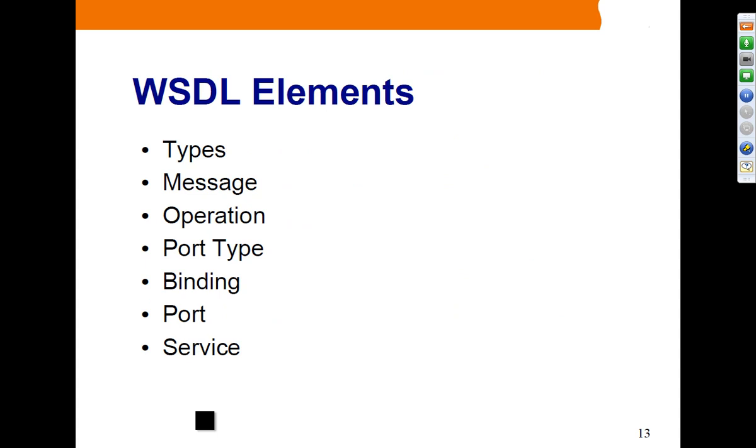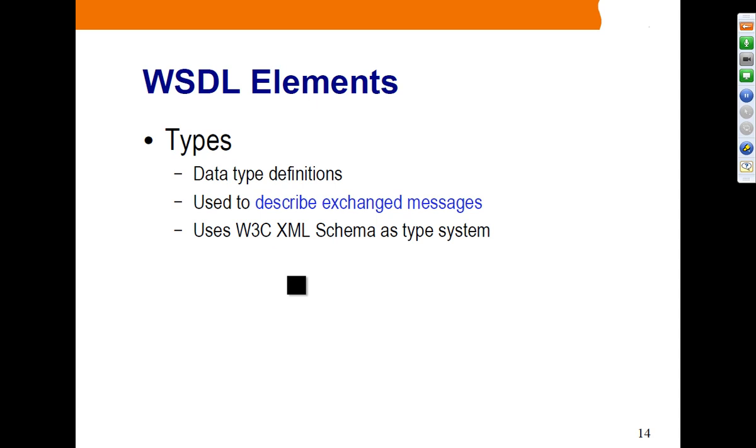So these are the WSDL elements. These are the 7 elements that we are going to learn. Among these 7, the types, message, operation, and portType represent the abstract description of WSDL, and binding, port, and service describe the concrete binding part. Again, I'm going to explain what that means later on. So let's move on with types.